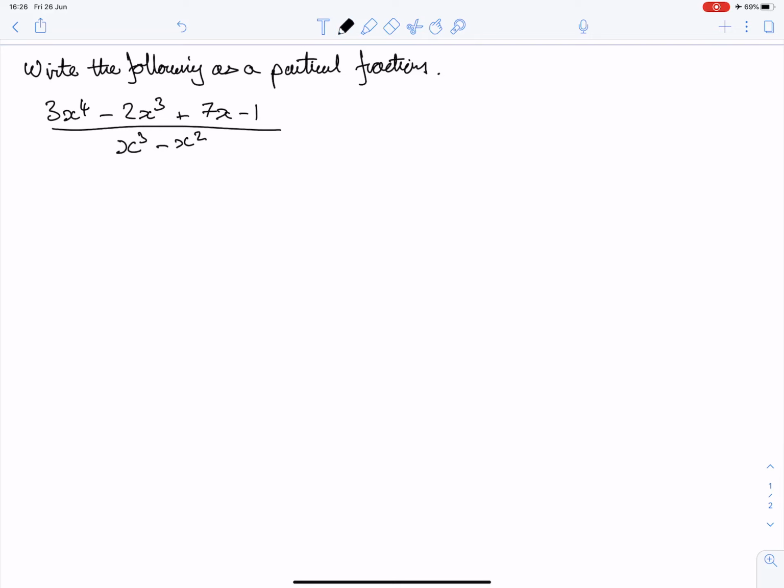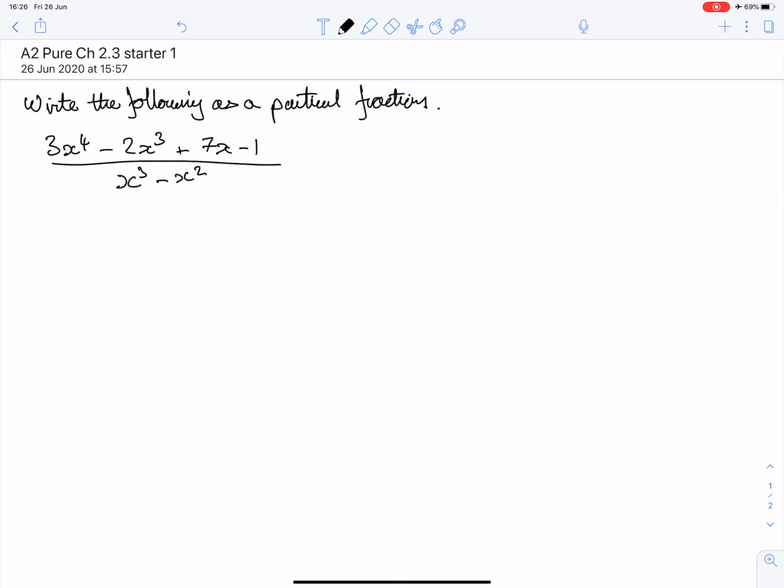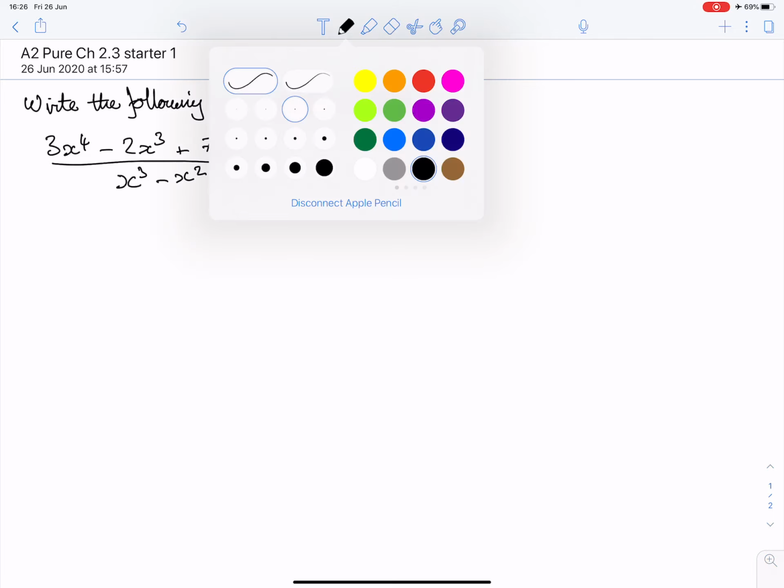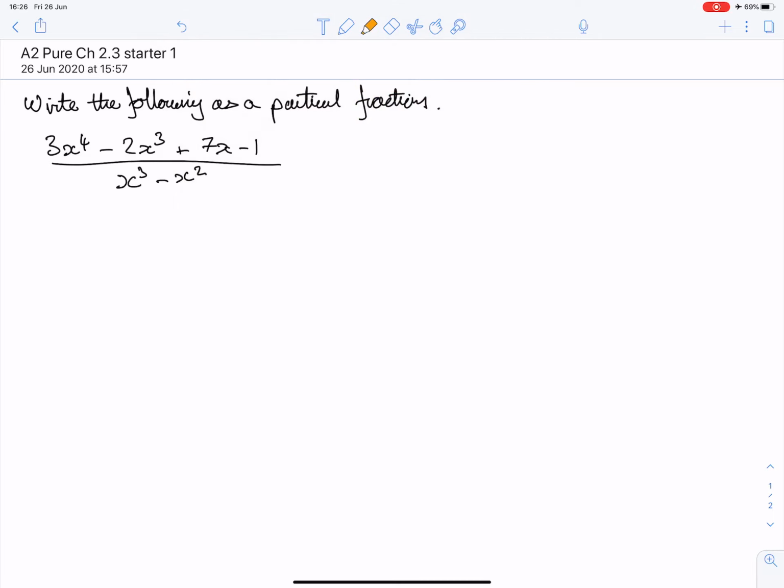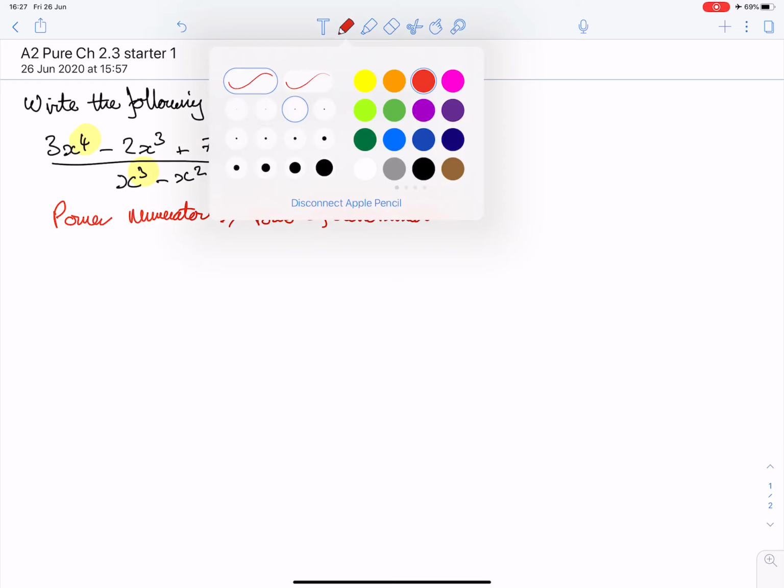So here we go with starter 1, chapter 2.3 from the Pure, and it's a little reminder on partial fractions. The key thing to notice first of all is that the power of the numerator is greater than or equal to the power of the denominator, so we have got to start by doing long division.